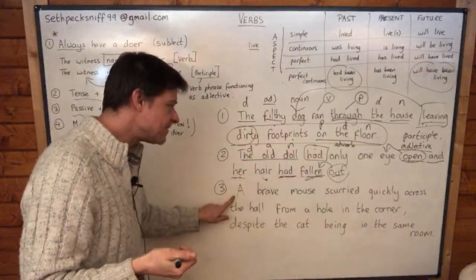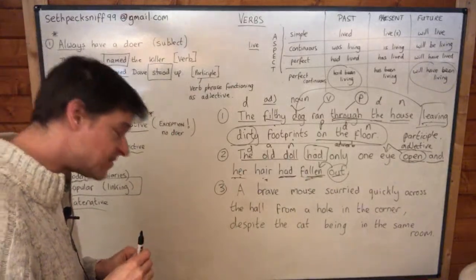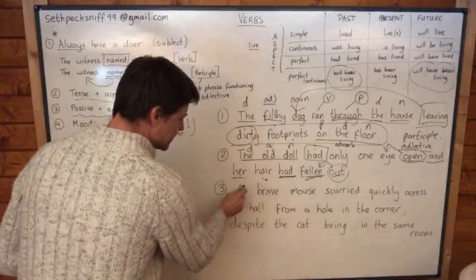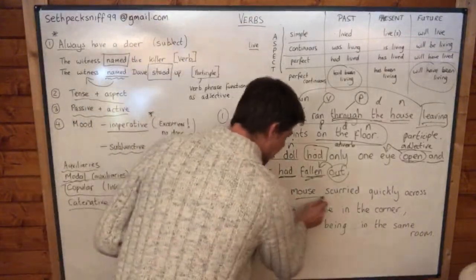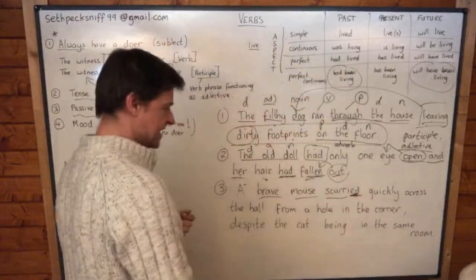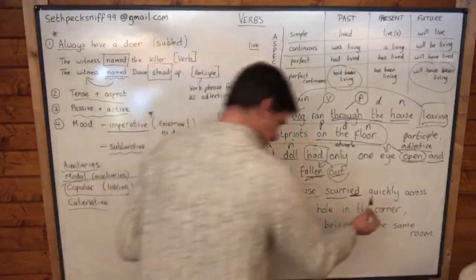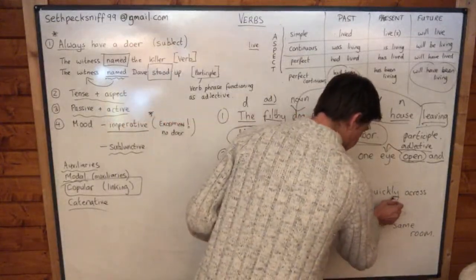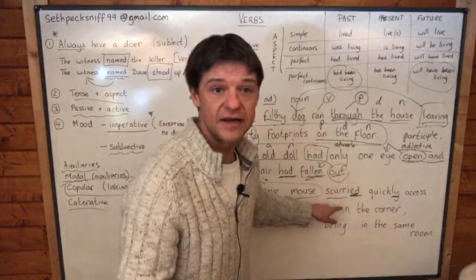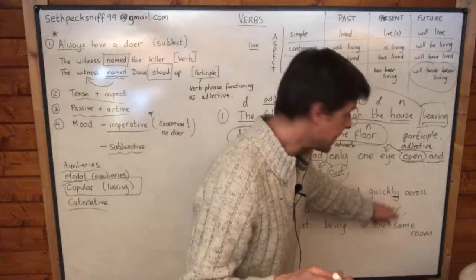Okay, lastly, "A brave mouse scurried quickly across the hall from a hole in the corner, despite the cat being in the same room." Most of this is pretty straightforward. We've got a determiner, an adjective, a noun, and then a verb, which you can see is a verb because it's in the past tense, and it's a verb because it's got a doer. The mouse scurried. Then we got an adverb, and you can guess that it's an adverb because of the "ly," but it's describing the verb "scurried." He scurried quickly, yeah? So keep an eye out for "ly" and adverbs.